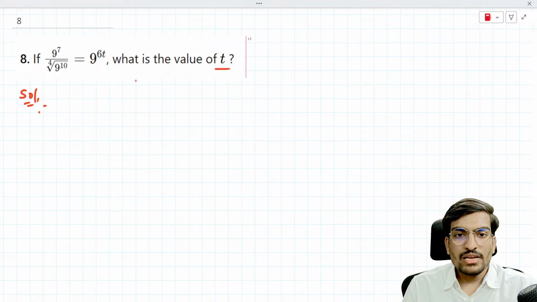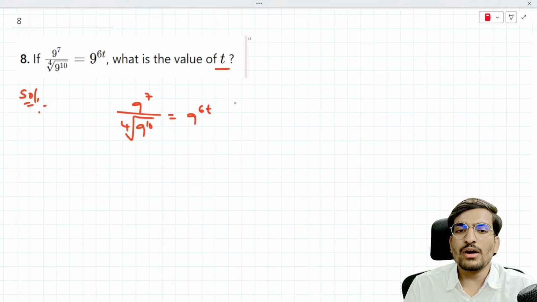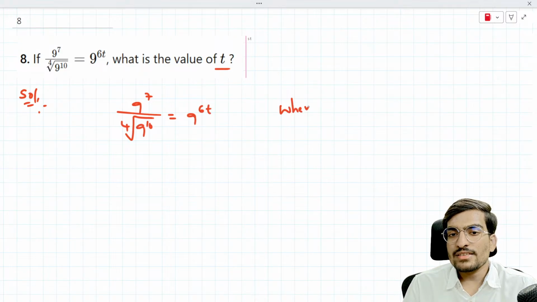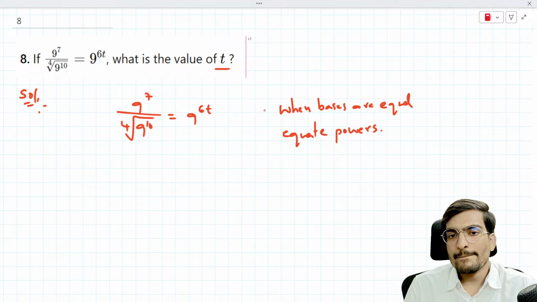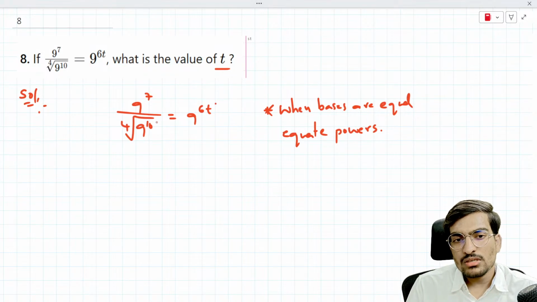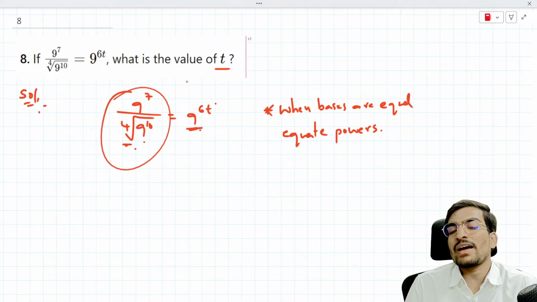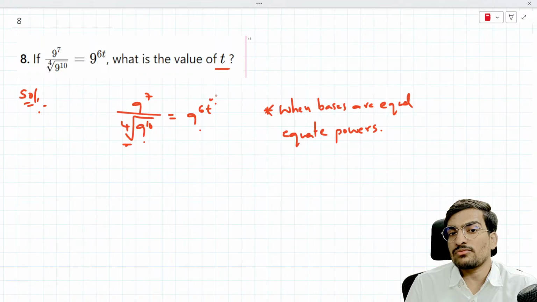So we have to find the value of t. I have told you many times, whenever they ask you to find something which is in the exponent, you need to get only one idea, that is when bases are equal, equate powers. This is what you have to do. So we have to make the bases equal. We have to remove this root. We have to make only one 9 here so that the base will match with the other base, so that you can equate the powers and get the value of t.